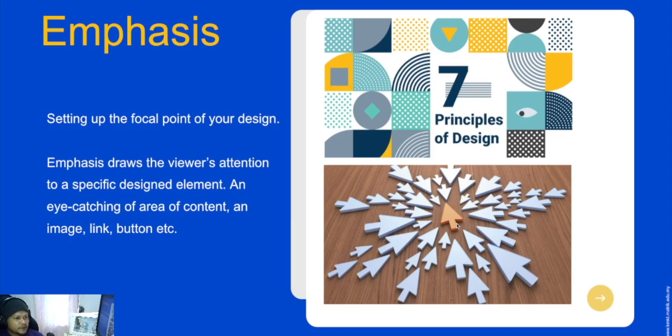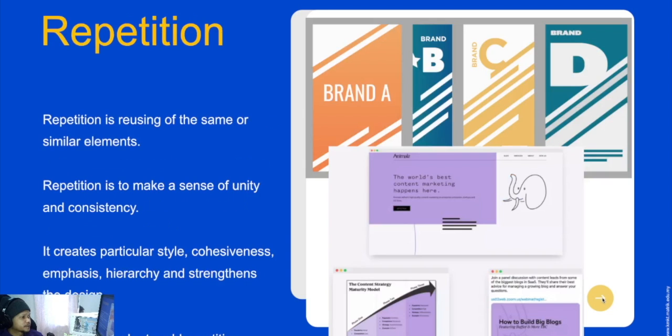This is how we emphasize, drawing the viewer's attention to a specific design element. We call it eye sketching. The first thing you see when you look at that design is what we call eye sketching of an area, content, image, link, button, or anything.